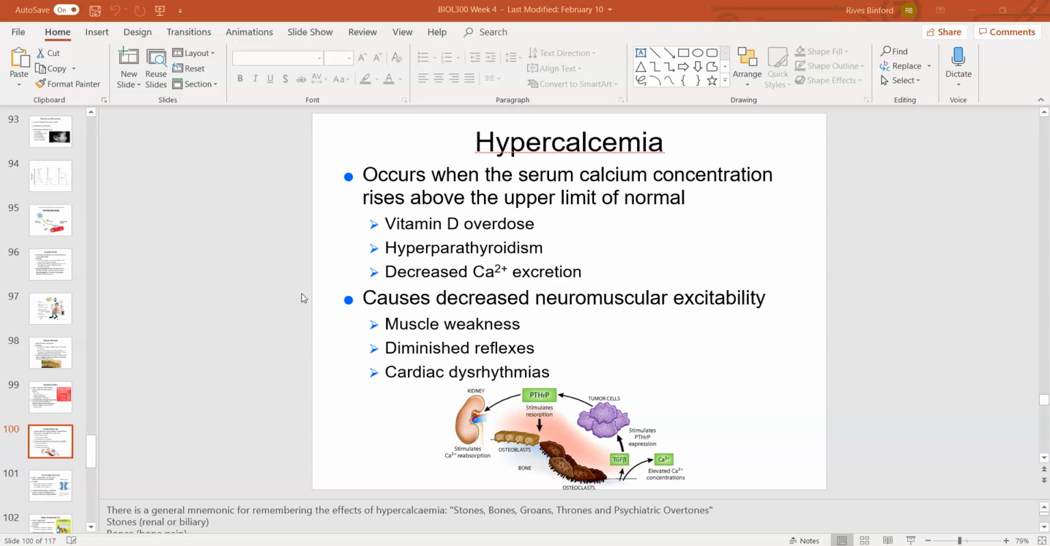You, of course, need vitamin D in order to properly absorb calcium. Therefore, if you overdose vitamin D, most likely via supplementation, that could also cause too much absorption of calcium, leading to hypercalcemia. And, of course, if there's an issue with your kidneys, you would have decreased calcium excretion.